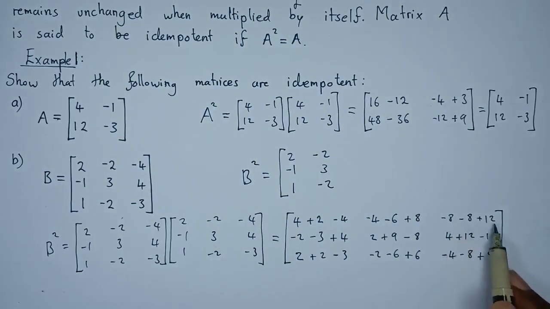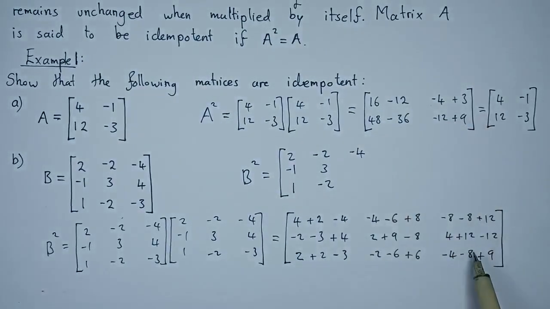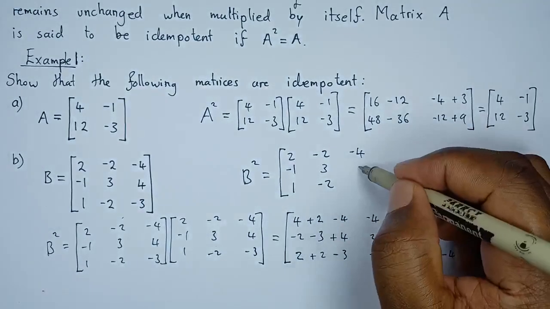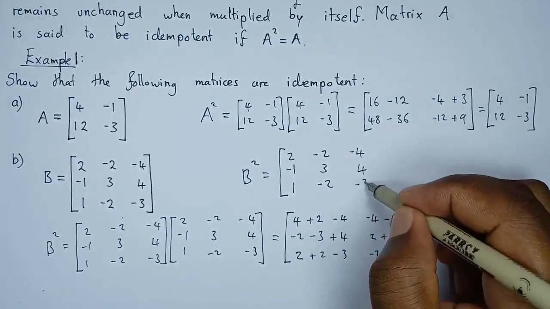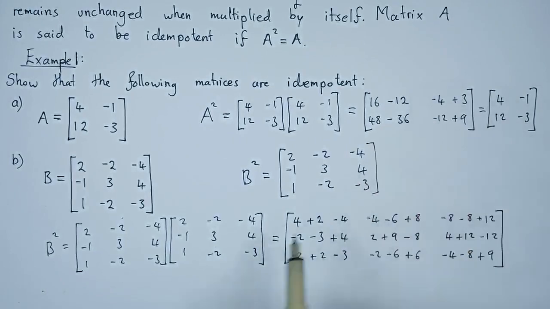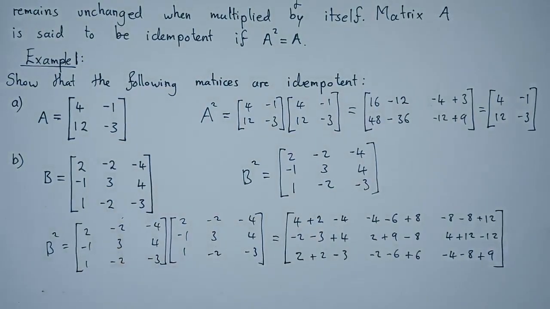So negative 16 plus 12, negative 4. The 12 will cancel, positive 4. Then here we can see that we'll have a minus 3. So we can see that B squared is the same as B, and you can conclude that this matrix is indeed idempotent.